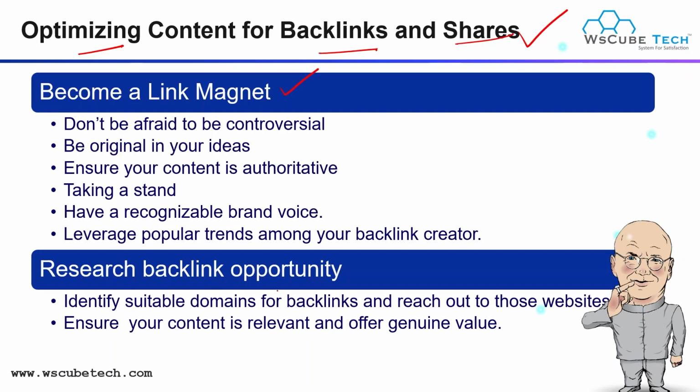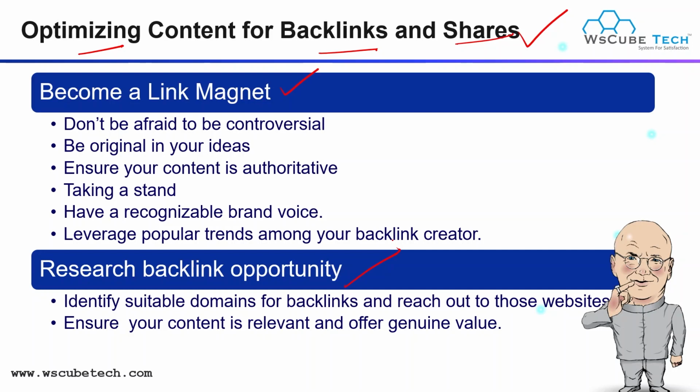Next is research backlink opportunity. You must identify suitable domains for backlinking and reach out to those websites. For example, if your website is focusing on one of the popular trending topics, for this you can also figure out some backlink opportunities. For example, Quora is one of the platforms where you can do Q&A submission. Here you can see whatever questions are related to your website content. In that case, you can simply answer them and create your backlink there. That is one example of how you can identify opportunities.